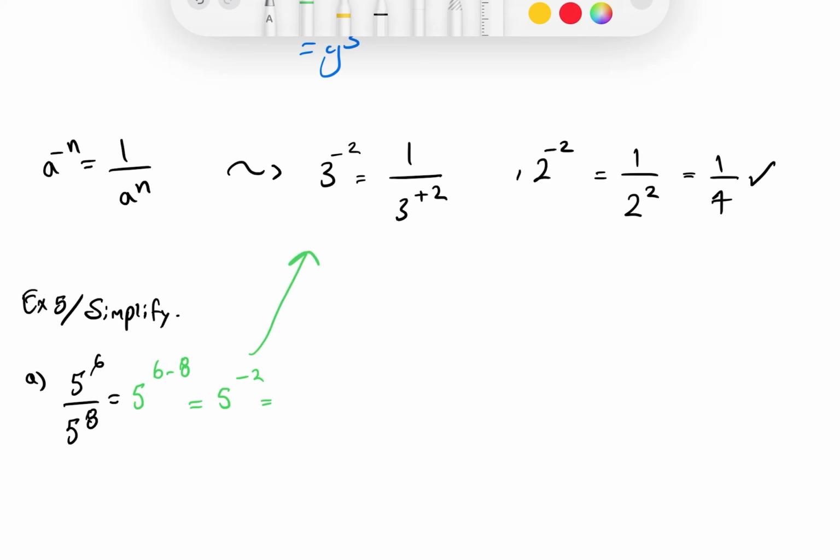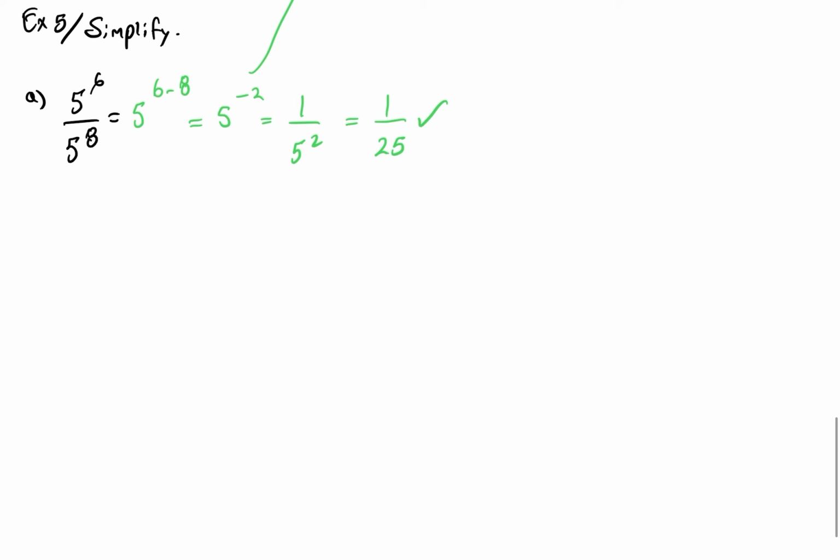Now I have to use this final rule right here. This is probably rule 5 if I'm not counting it wrong. So this one can be written down as 1 over 5 to the power of positive 2. So 1 over 25 is the final answer. Pretty easy there. Let's take a look at another one.